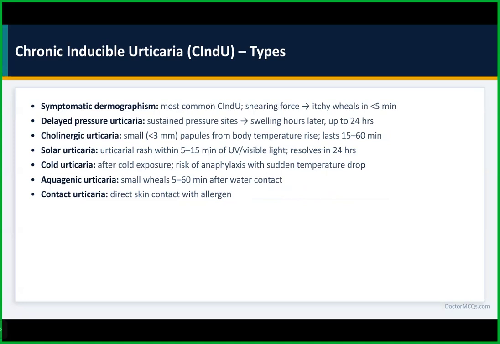Chronic inducible urticaria has many types, like symptomatic dermographism. This might be the first time you're hearing this word. It's just a kind of shearing force on the body. Sometimes there are people whose skin is very sensitive, where they put their hand or arm, they get a reddish area around that. So that is symptomatic dermographism. But there could be others, like delayed pressure urticaria and cholinergic urticaria.